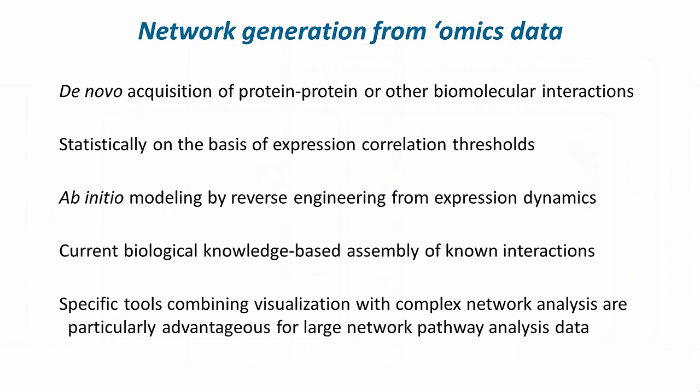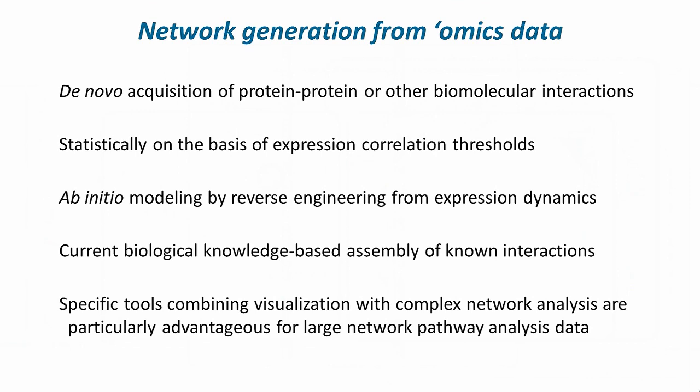A fourth approach, and likely the easiest and most common at this point, is to use current biological knowledge to assemble differentially expressed data into known interactions. This can be carried out from pathway analysis data, literature-generated interactions, or via existing interaction databases such as String, Reactome, or HPRD, the Human Protein Reference Database. As mentioned earlier, comprehensive pathway analysis tools are excellent for extracting network interactions, but are not ideal for assembling or visualizing large networks, nor are they intended for interrogation of network structural properties.